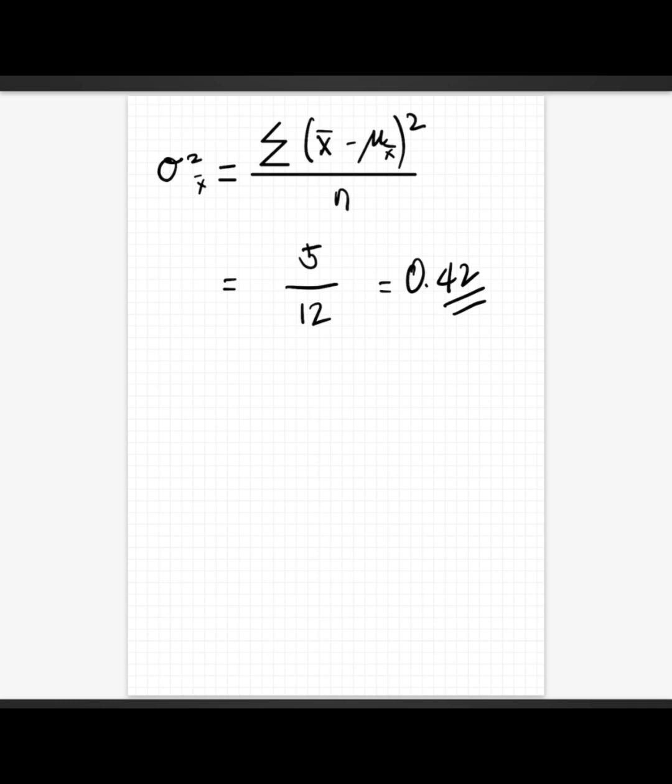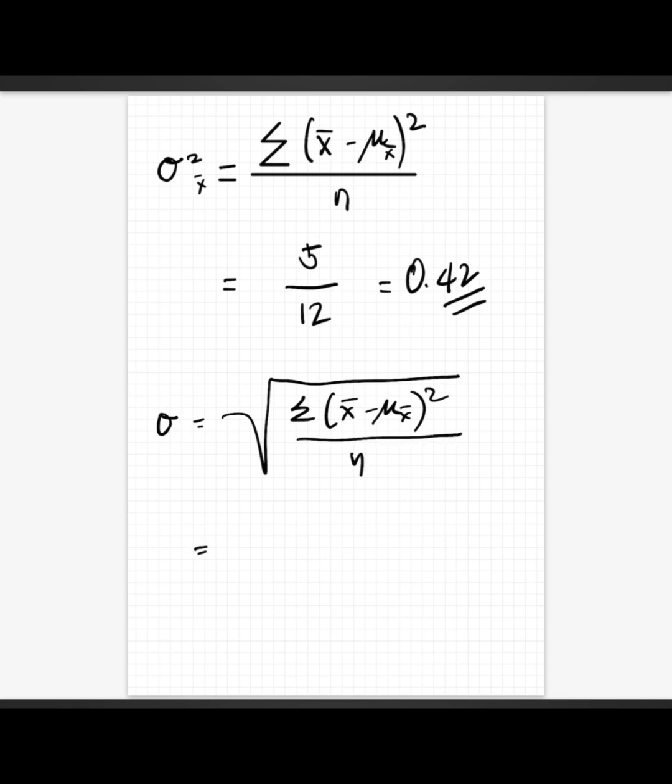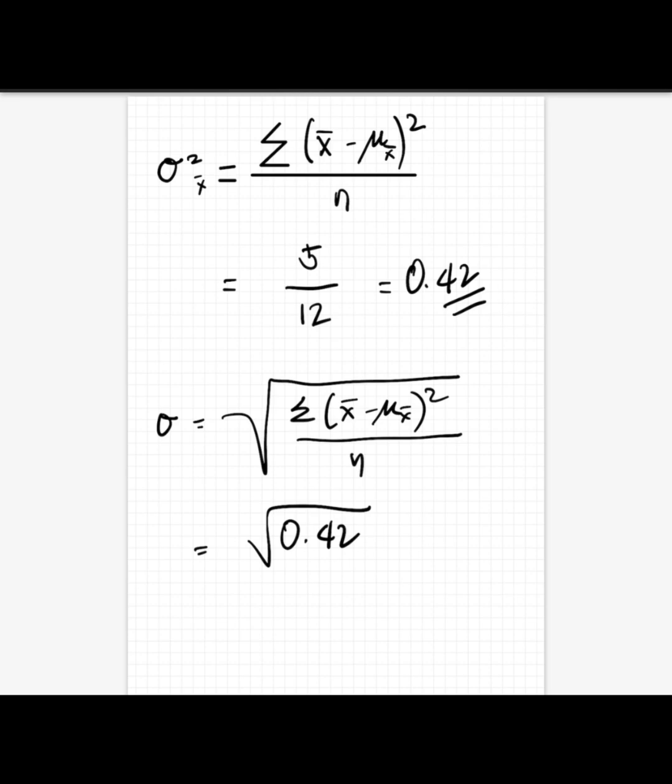Of course, to determine the standard deviation, simply extract the square root of the variance, which is equal to the square root of the summation of x bar minus mu sub x bar squared over n, wherein the variance is equal to 0.42. The square root of 0.42 is equal to 0.65. And this is the standard deviation of the sampling distribution of means.